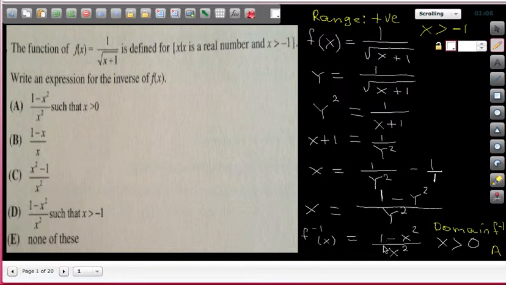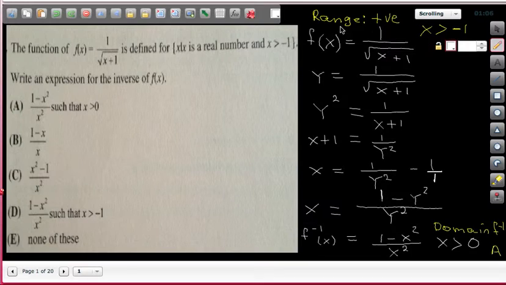Remember, with inverse, we switch x and y. So the inverse function is 1 minus x squared over x squared. So you can see we have two choices here. The question is, what is our domain for the inverse function?